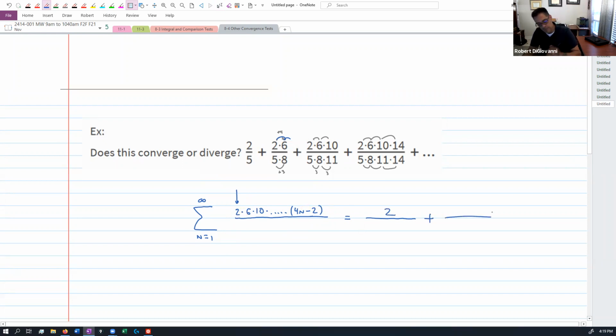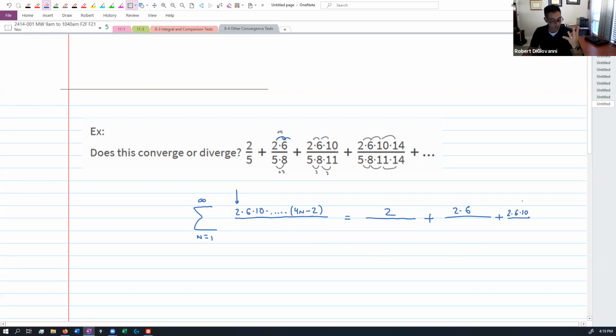Plus, let's look at the next one. Now n is 2. So plug 2 in here, you get 8. Take away 2, you get 6. So I'm going to go 2 times 6, but stop when I get to 6. So just 2 times 6. Plus, now when n is 3, I get 12. Take away 2, that's 10. So I want to do 2 times 6 times 10. Actually, stop when I get to 10. 2 times 6 times 10.